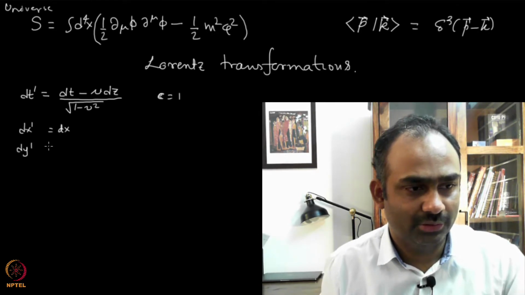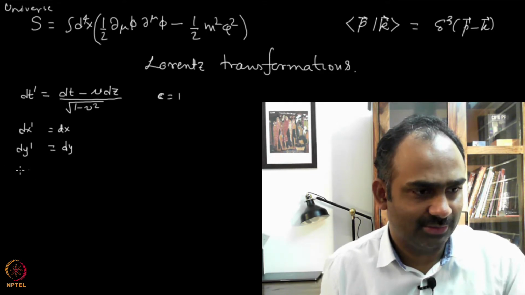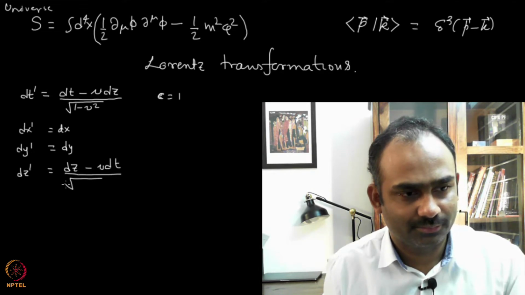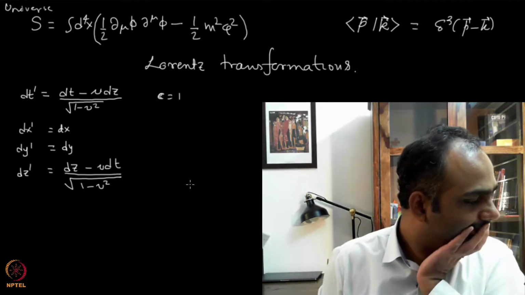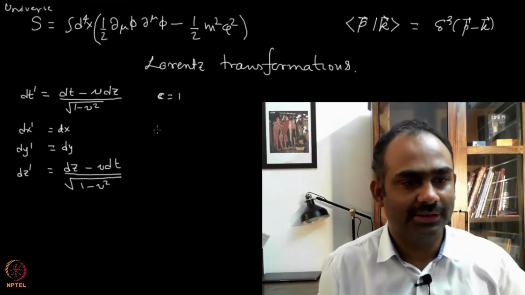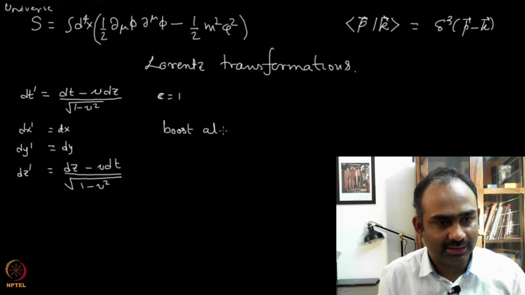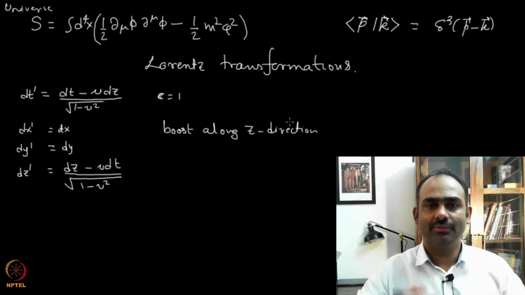because I am doing a boost only along the z direction, the displacements along x and y will not change, and of course your dz prime will be dz minus v dt. So right now I have a boost along the z direction. By boost I just mean going from one frame to another frame.